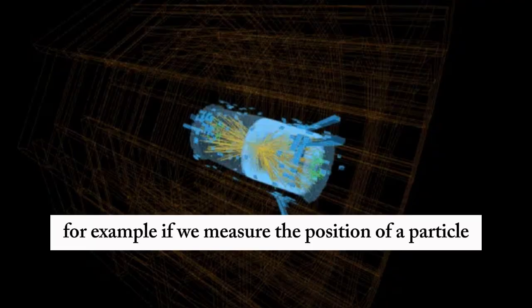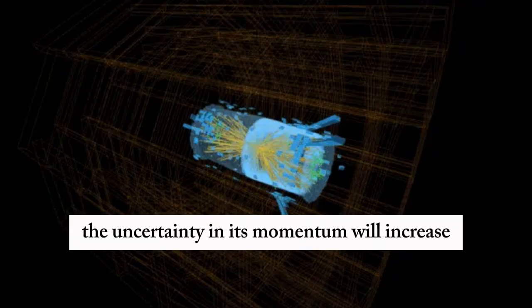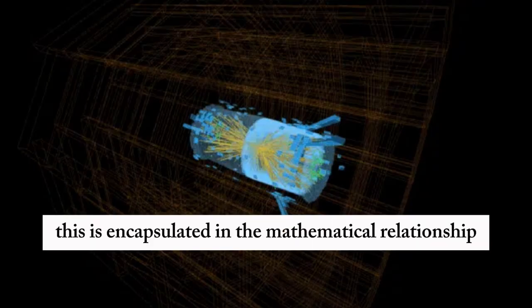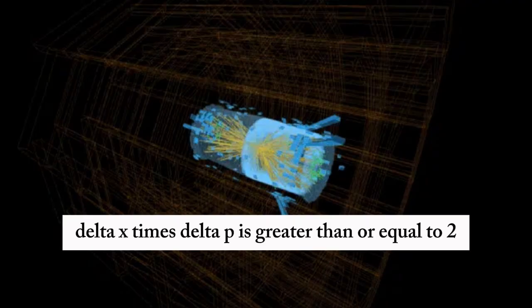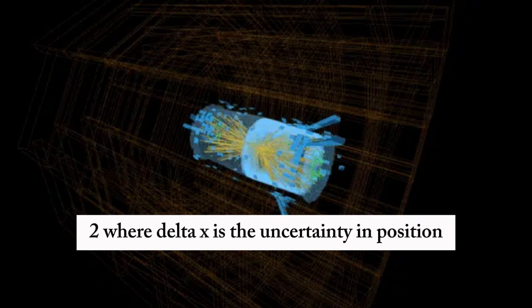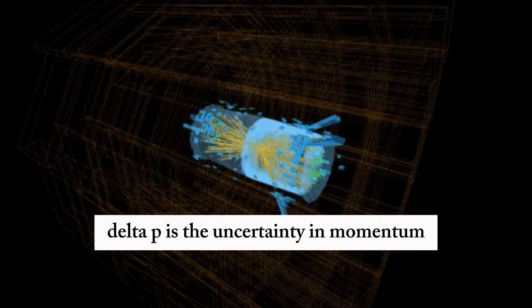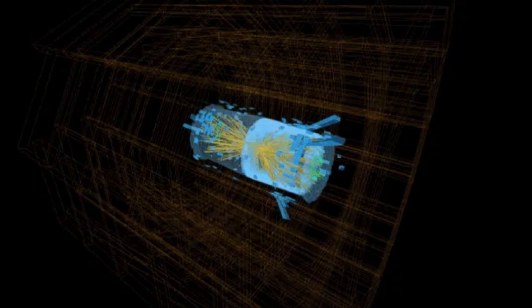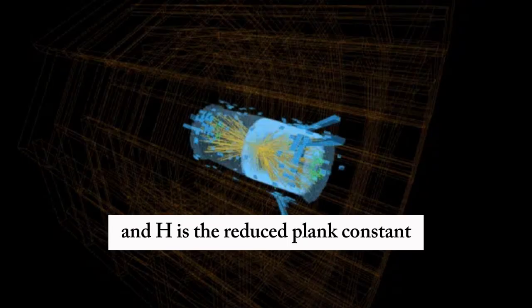For example, if we measure the position of a particle with high precision, the uncertainty in its momentum will increase, and vice versa. This is encapsulated in the mathematical relationship Δx · Δp ≥ ħ/2, where Δx is the uncertainty in position, Δp is the uncertainty in momentum, and ħ is the reduced Planck constant.